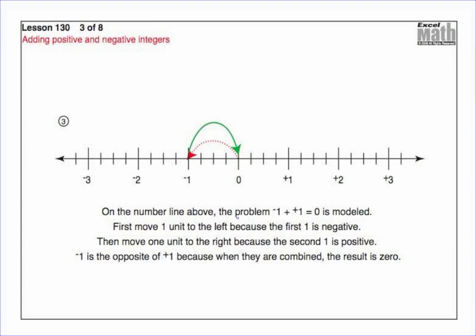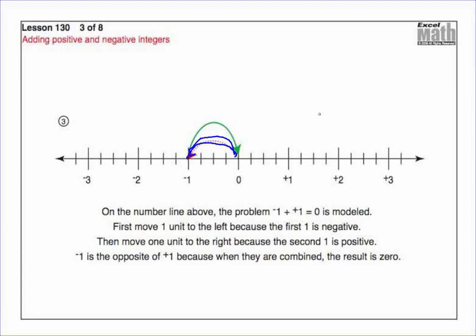Okay, on the number line above, the problem negative 1 plus positive 1 is equal to 0 is modeled. First move negative 1 to the left because it's a negative number, and then move 1 unit to the right because the second number 1 is positive. Negative 1 is the opposite of positive 1 because when they are combined the result is 0.